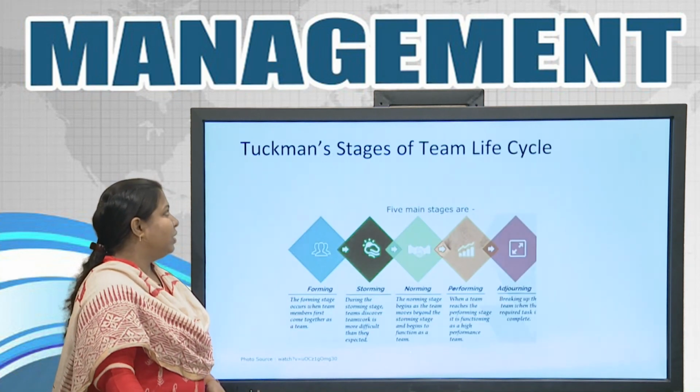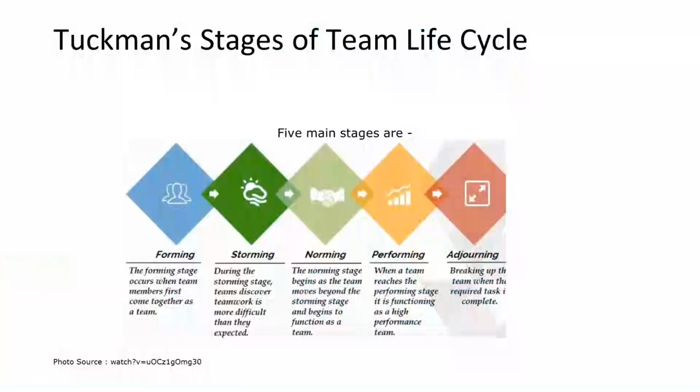Next we will see the Tuckman stages of the team life cycle or group life cycle. In this, there are 5 stages. First is the forming stage. Forming stage means formation of a group. We have one specific goal, and because of that goal, we form the group, and that is the first stage of the team life cycle.